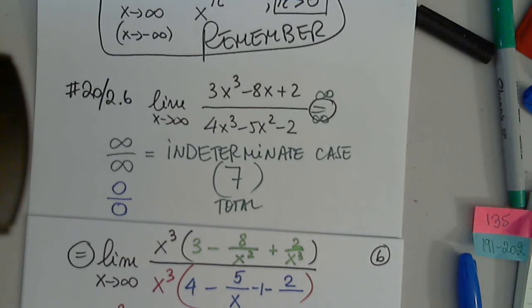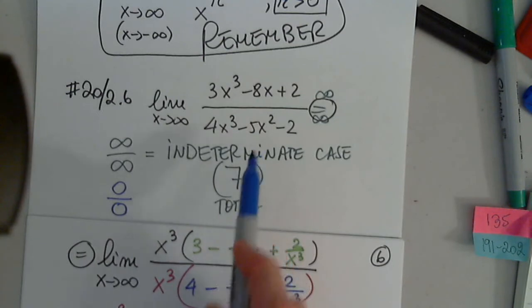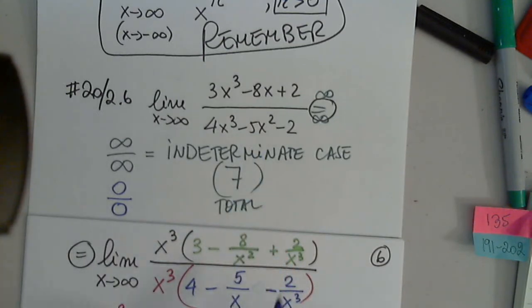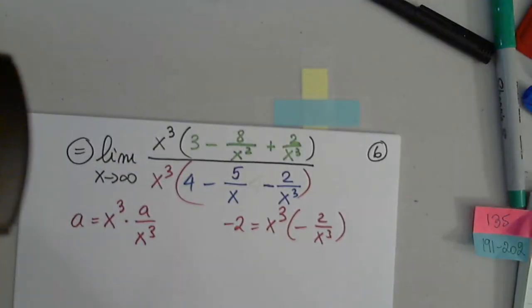So don't be afraid. You can factor out as long as it serves a purpose. You can factor out anything you want from anything you want. X cubed times 4 is that. X cubed times -5x is -5x squared. And x cubed times -2x cubed is -2. We didn't change anything. Okay, now what do you think I'm going to do next?